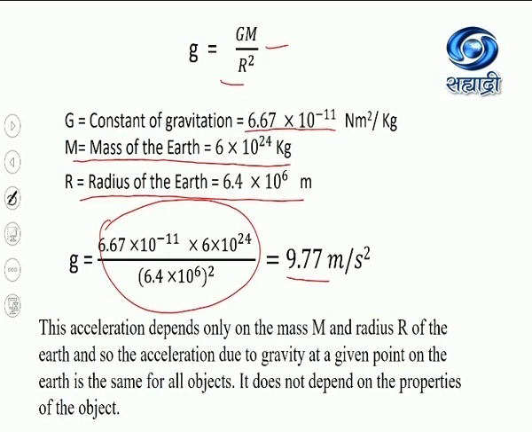This acceleration depends only on the mass of Earth and the radius of Earth. So the acceleration due to gravity at a given point on the Earth is the same for all objects. Objects may have different weight and different mass, but the acceleration due to gravity for all objects is the same. It does not depend on the properties of the object.